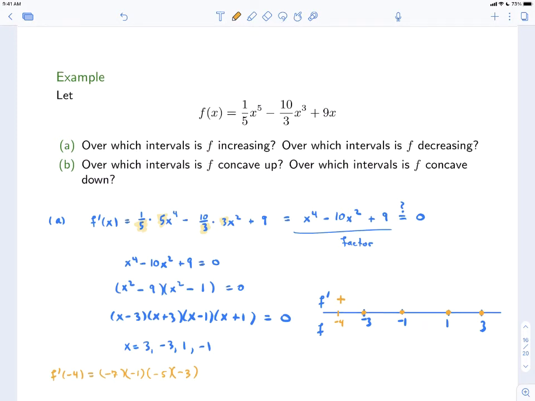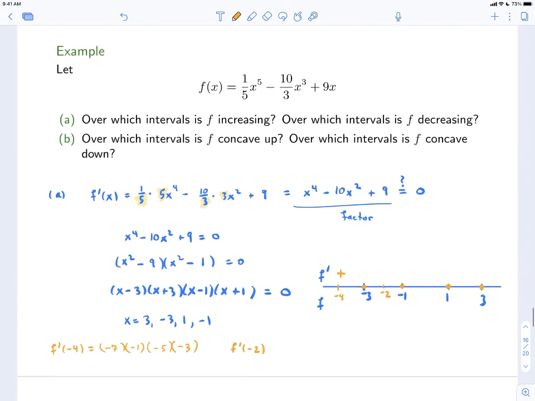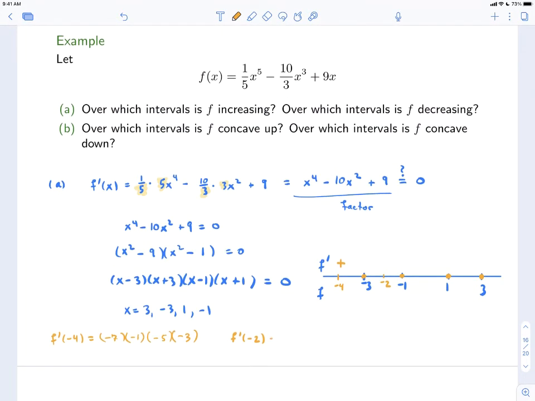And next we just pick some number between -1 and -3. We can pick any number we want, so let's just pick -2. F prime at -2. Let's just scroll up a little bit to give ourselves a little bit more room. So this is going to be, and again, we don't care what the actual value is, we just want to know if it's positive or negative. It's going to be -5 times 1 times -3 times -1.